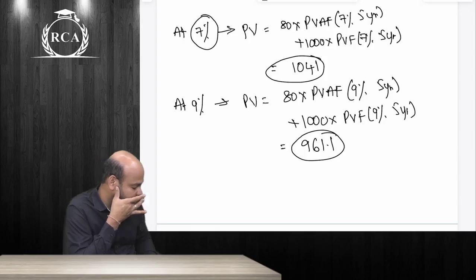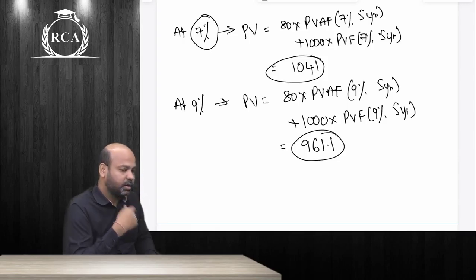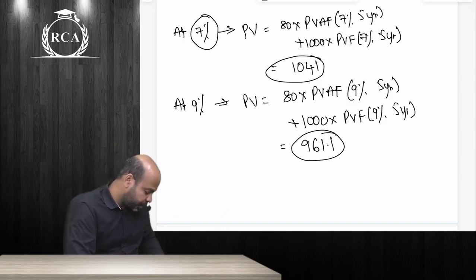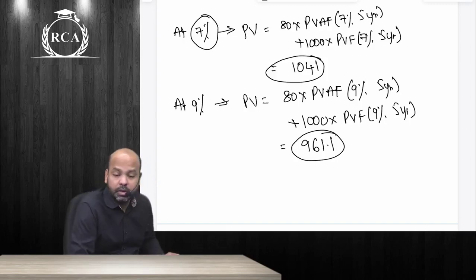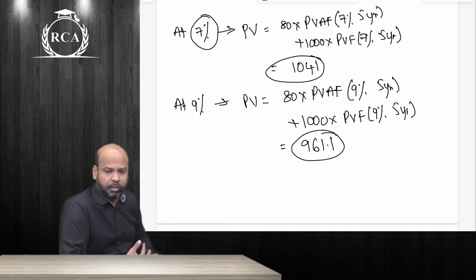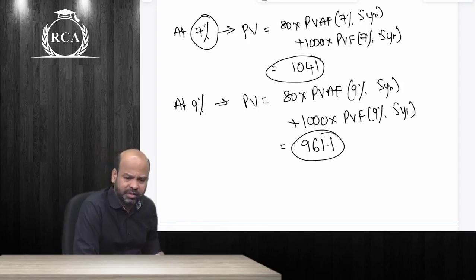If the required return is more than the coupon rate, the bond will be trading at a discount.